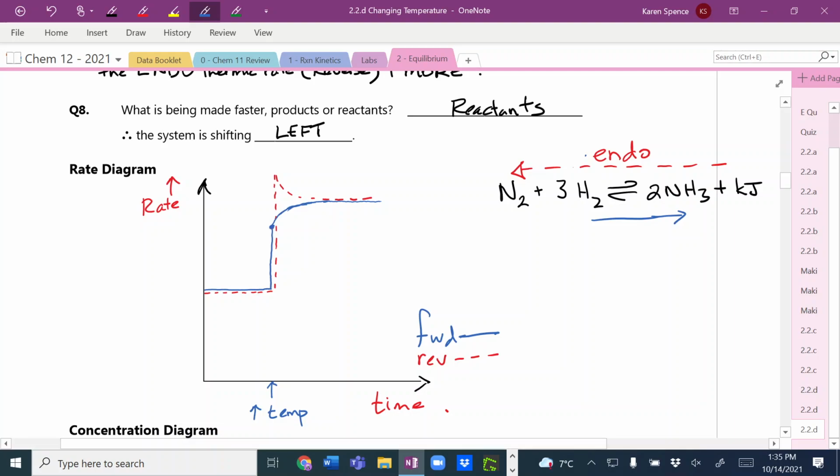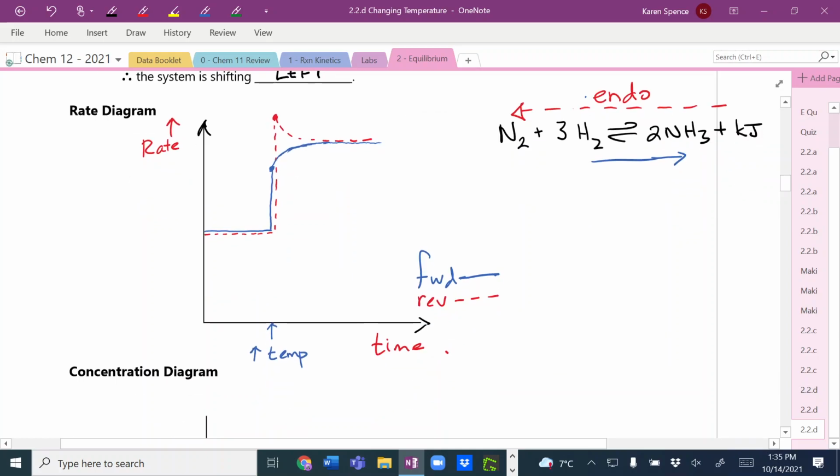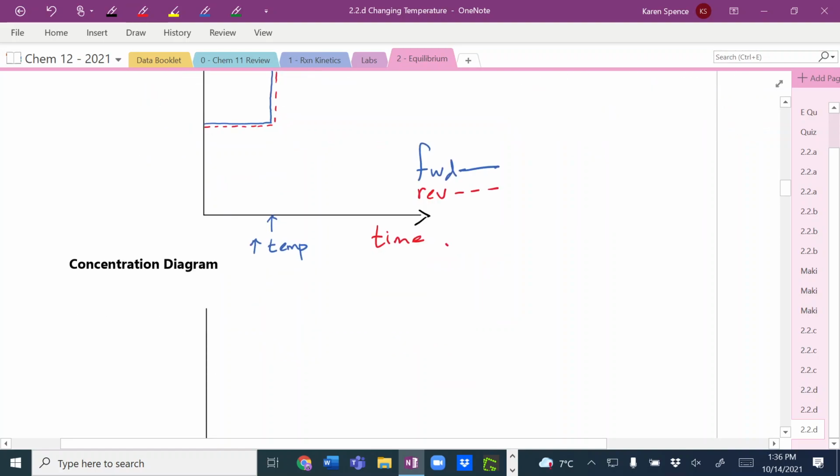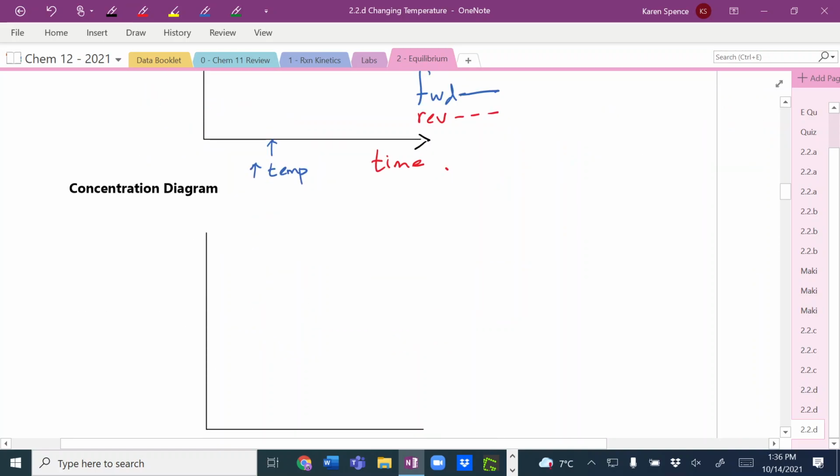And do you have to draw this little dot here? No, that's optional if you want to. I draw it simply so you can see, oh, that's where my shift started. Okay? I could have put a dot here, but it seems pretty obvious that that's where the change is. It's just because reverse rate is going up and then it continues to go up as it shifts, so it's hard to see the difference sometimes. Okay? All right, concentration diagram.